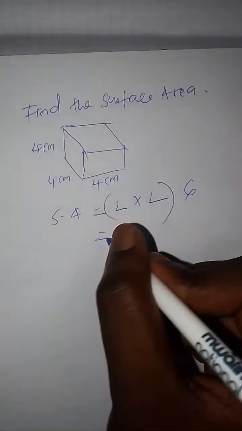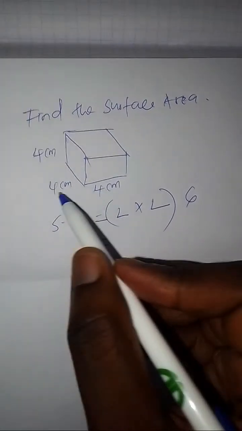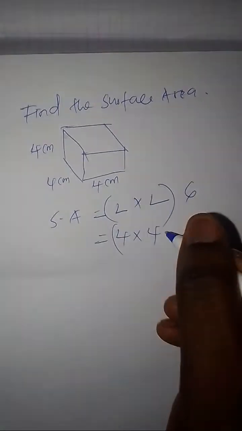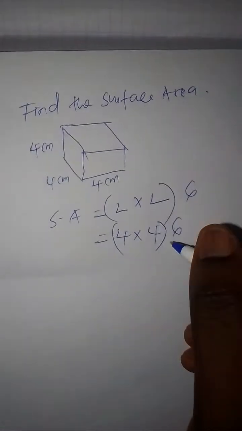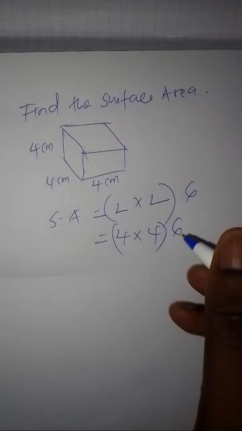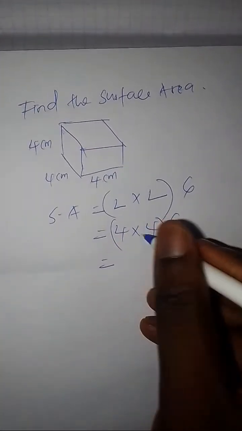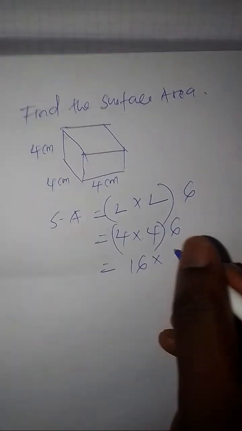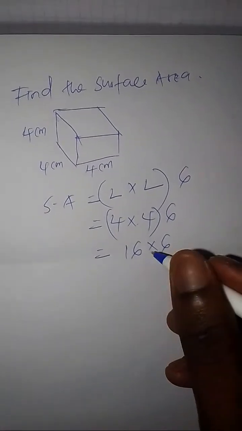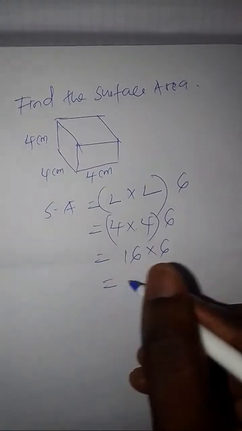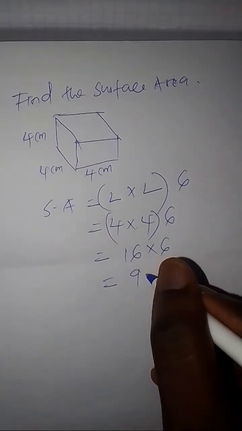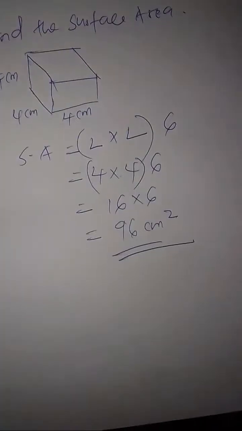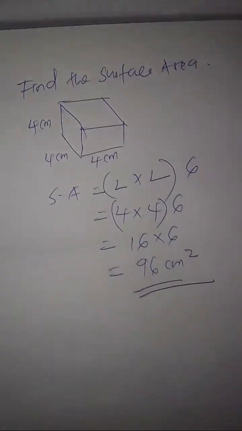So here, one of the L is 4, the other one is 4. So we shall multiply 4 by 4, then put in brackets 6, because it has 6 surfaces. 4 multiplied by 4 is 16. Then the number outside we multiply by 6. So we have 16 multiplied by 6, and 16 multiplied by 6 is 96 square centimeters. So the answer is 96 square centimeters.